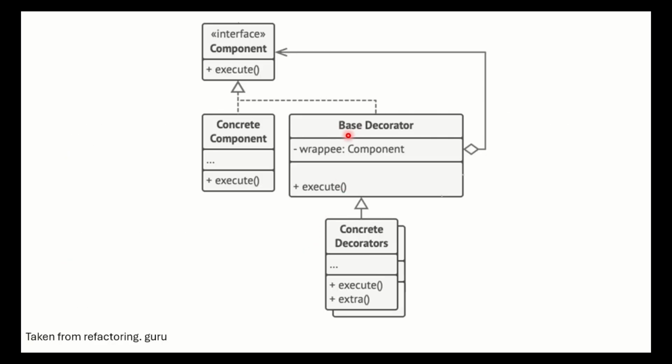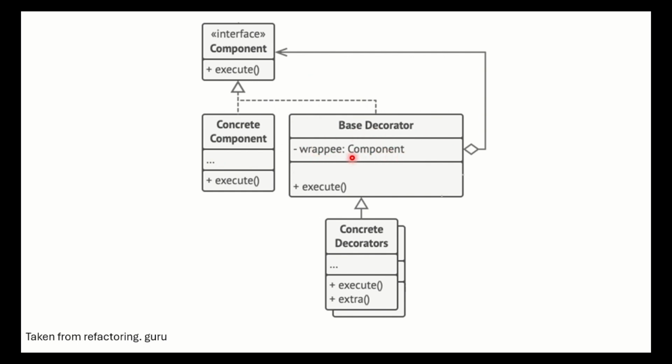Now the base decorator is a second abstract class. So how many abstract classes do we have so far? We have one abstract class, and we have a second abstract class. However, there is something special with this abstract class. We have a component, a wrapping component. Within the base decorator abstract class, we must aggregate one of these concrete components by having an object of concrete component inside the base decorator.